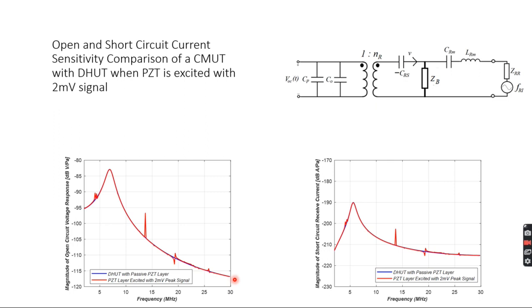If the PZT is silent, if it is passive, not an active transmitter, then you don't have this. If the CMUT is on a passive PZT layer, it's a very nice and clean response, with very wide bandwidth. But when the PZT is active, then yes, you start looking at this coupling.